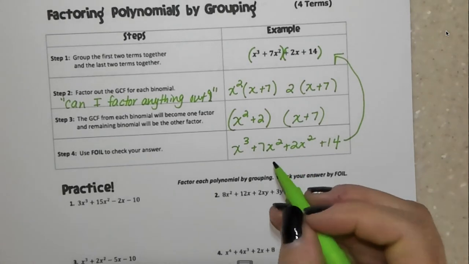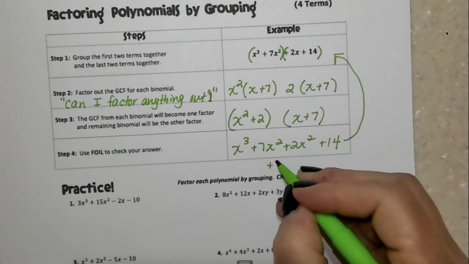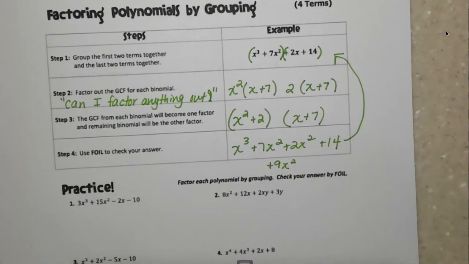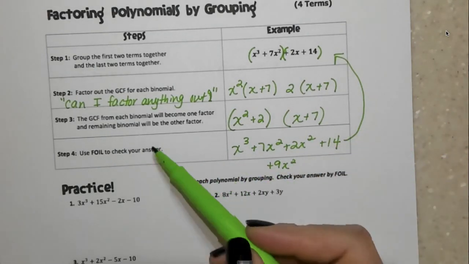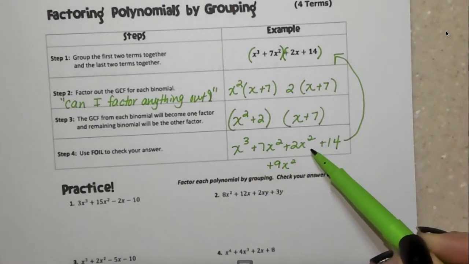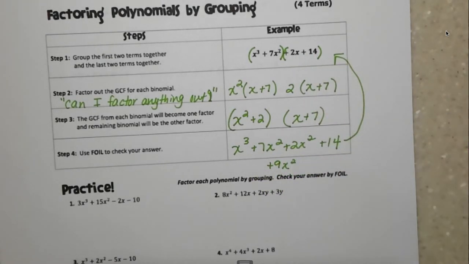And I know you're probably thinking, Glessner, we could put those together and call that plus 9x squared. That's true, but then you wouldn't have 4 terms. So they're saying you can use FOIL just to check and make sure you end up with the same 4 terms that you started with.